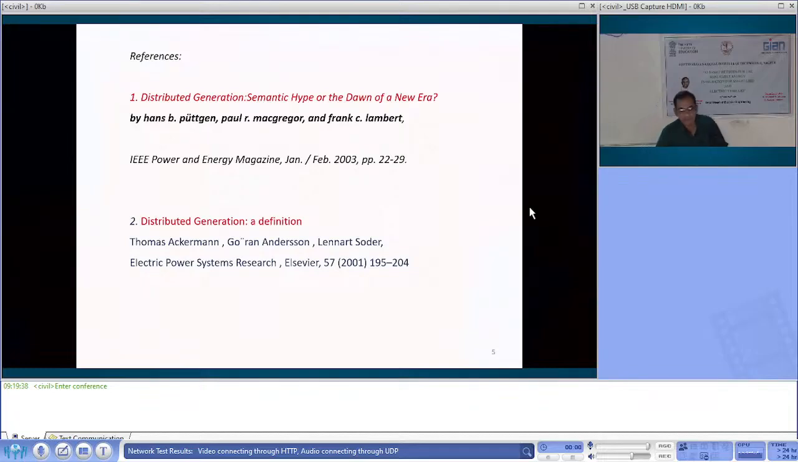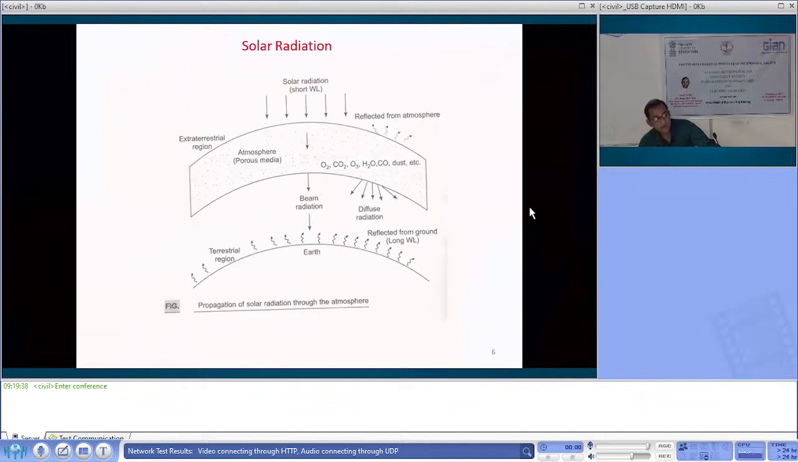Then there are references that we suggest our students should read, so you come to know where these papers are published, what those journals and magazines are. Because for those who are new to this, I do not have any idea whether you have done any course on solar.